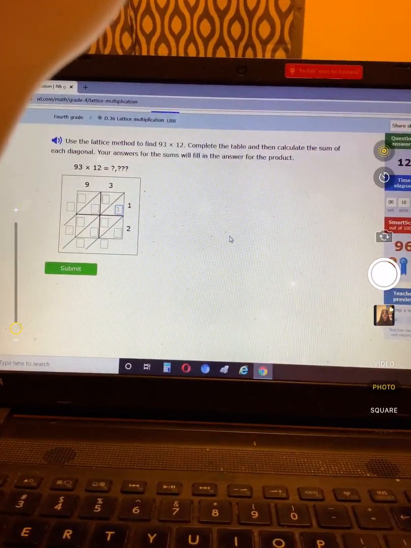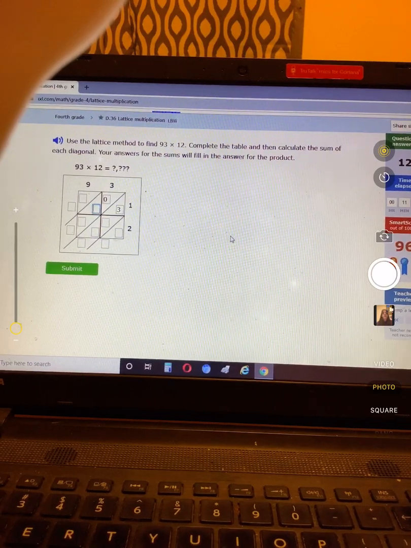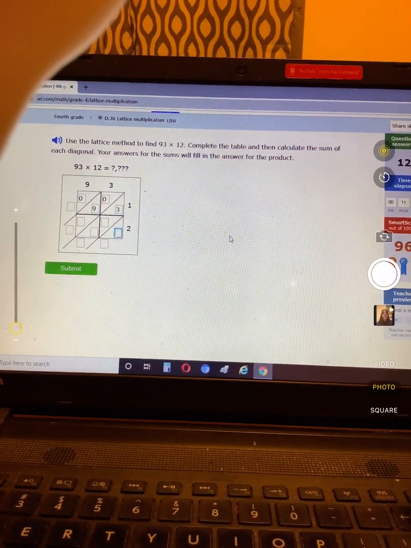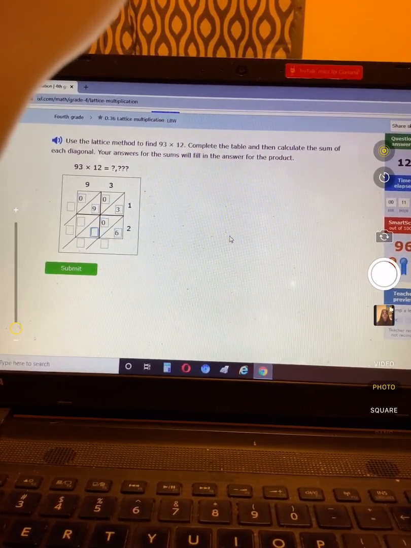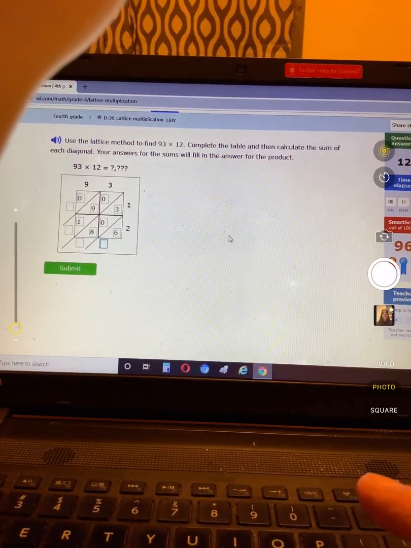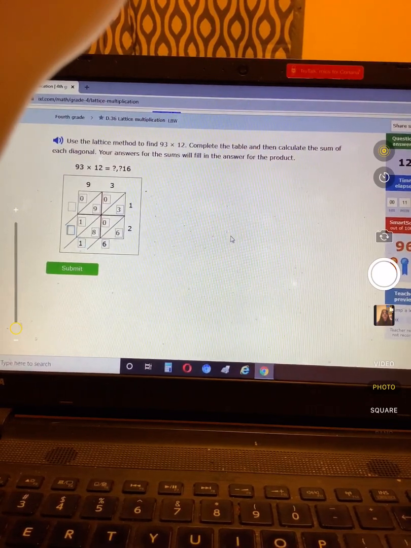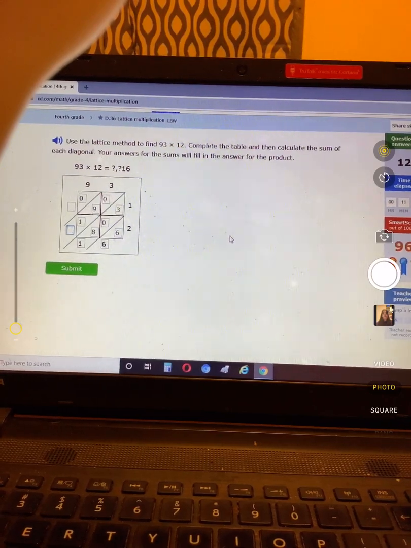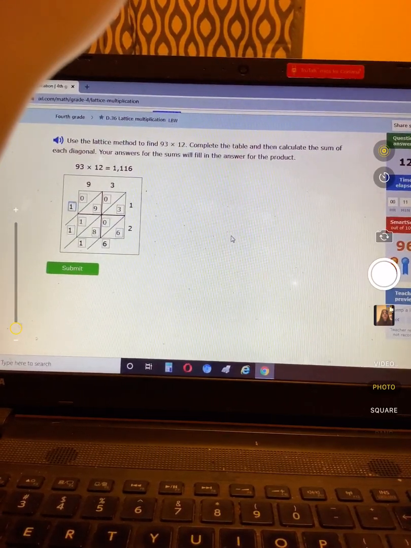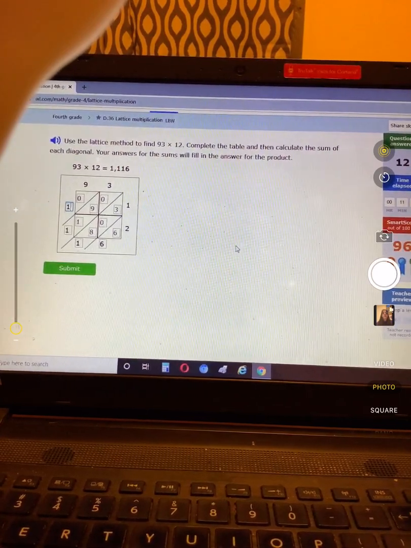3 times 1, 3. 9 times 1, 9. 2 times 3 is 6. 2 times 9 is 18. We start adding. 6 plus nothing. 8 plus 3 is 11, so we're carrying 1. 1 plus 1 is 2. Plus 9 is 11. Carry 1. So 93 times 12 should be 1,116.